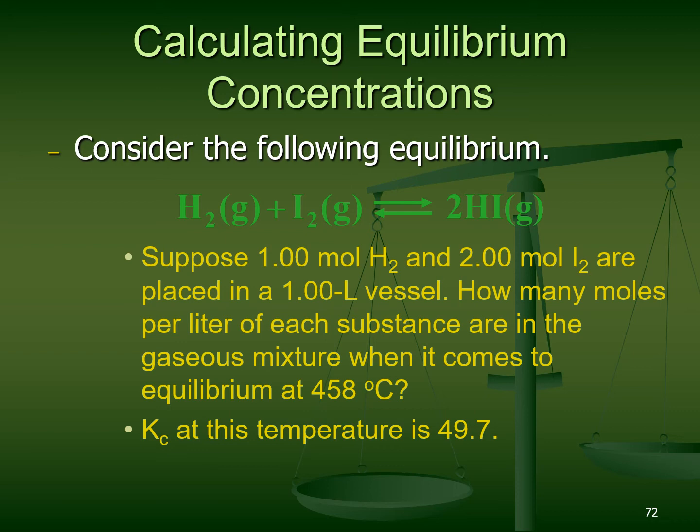So I do want to point out something. A lot of times they give you extra information, and you wonder what does it matter that it's at 480 degrees Celsius or 458 degrees Celsius? Well, it doesn't really matter. But the fact that the K can change at different temperatures is important. So they're telling you that at this temperature, the K value is 49.7.